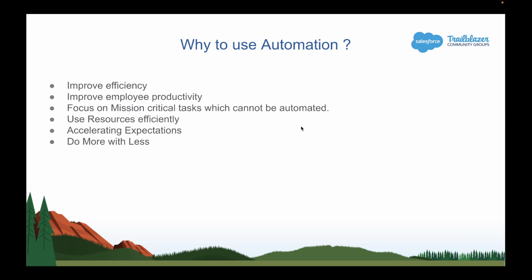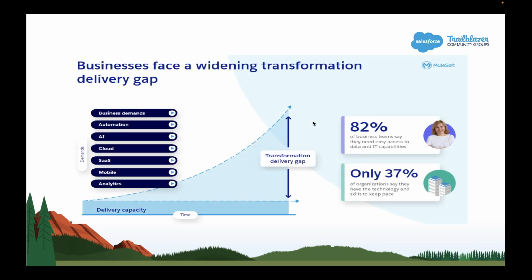It's because we need to improve efficiency, improve employee productivity, focus on mission-critical tasks which cannot be automated, use resources efficiently, accelerate expectations, and do more with less. Because the margin is so low and companies have to defend those margins, they came down to automation, to make the best use of the resources they have. They don't want to simply go on hiring resources to do redundant tasks which can be automated very easily. So this is all about how the business faces a widening transformation delivery gap.